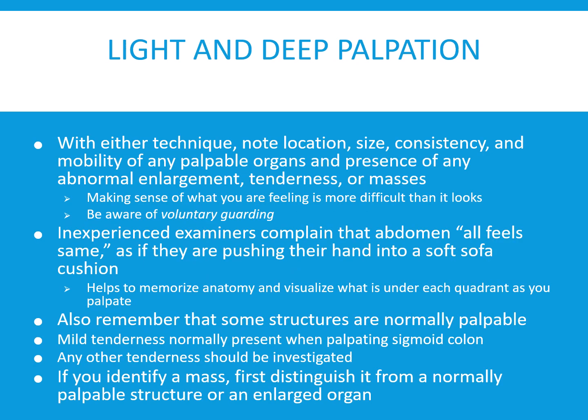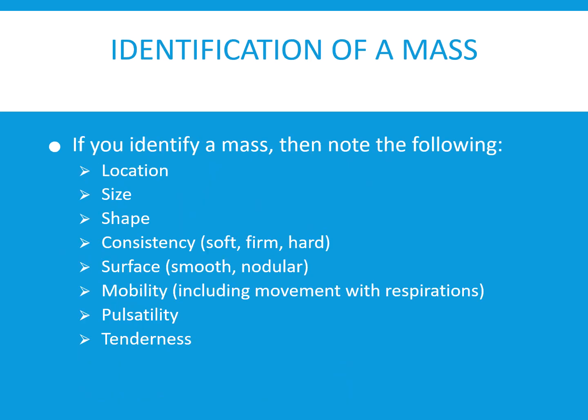We're looking for any masses or abnormal feelings. It should just feel nice and soft underneath your fingers. So you're looking for any enlarged organs or any masses that we would need to investigate, or any pain or tenderness. If you do discover a mass on your hand, you want to characterize it.